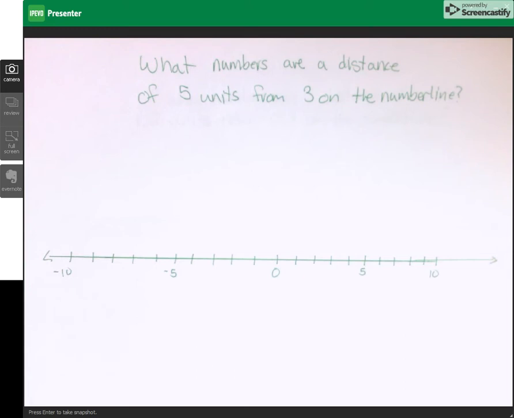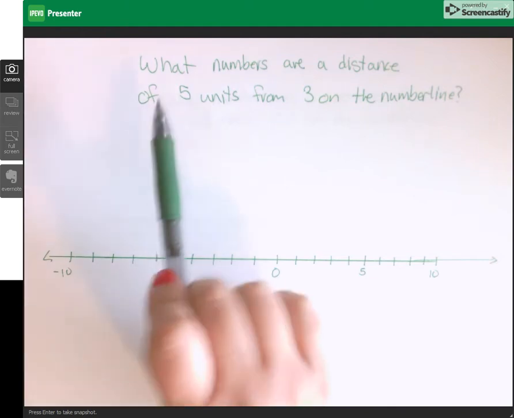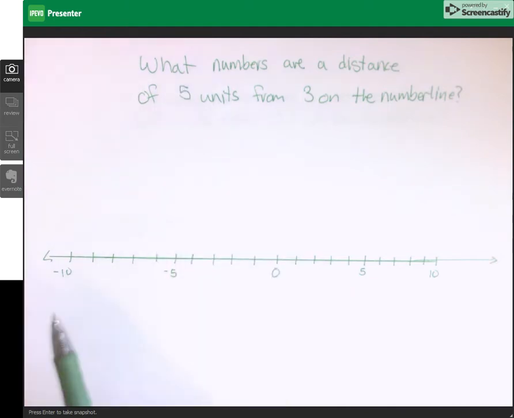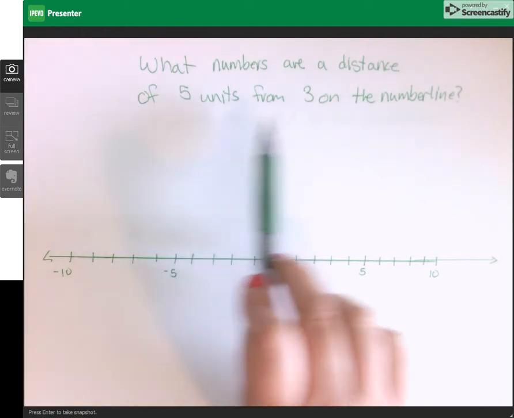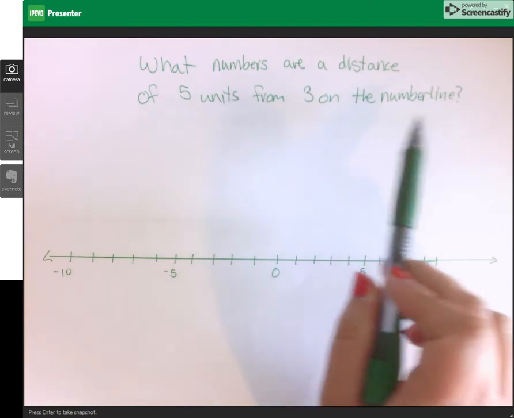All right, so let's talk about some equidistant numbers. This is where we're looking for numbers that are the same distance from a particular point on the number line. So here's our first example. What numbers are a distance of 5 units from 3 on the number line?